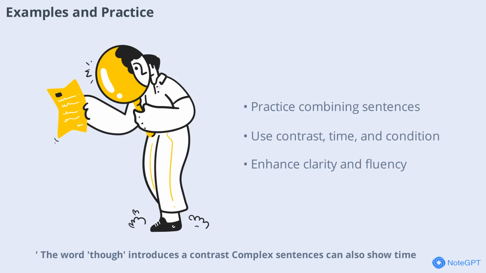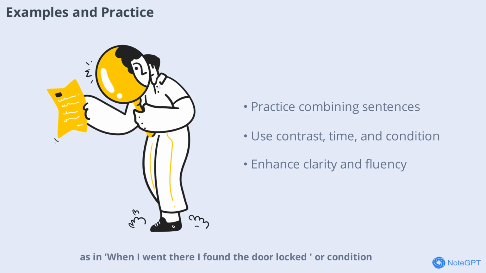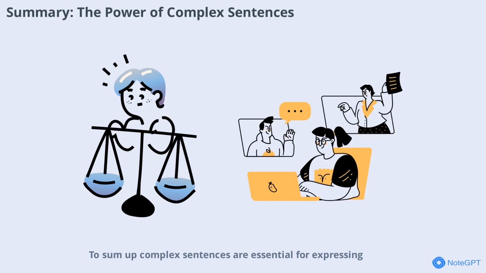Complex sentences can also show time, as in "When I went there I found the door locked," or condition like "If it rains the match will be cancelled." Practicing these combinations helps you write and speak more naturally and fluently in English, making your ideas clearer and more connected. To sum up, complex sentences are essential for expressing detailed and nuanced ideas in English.